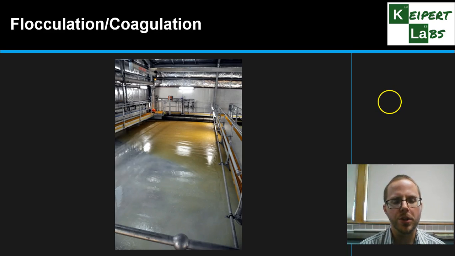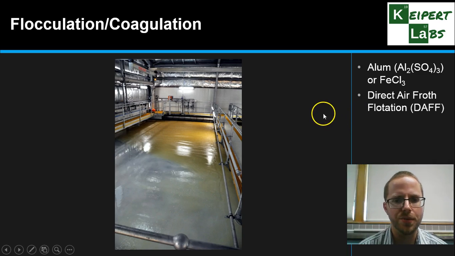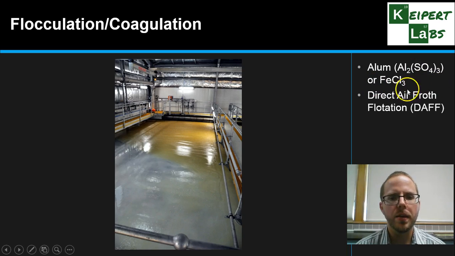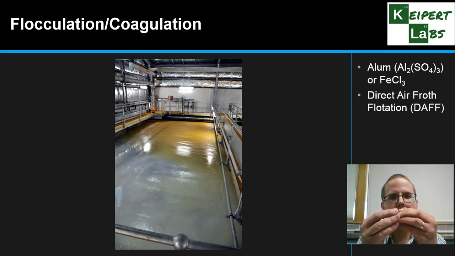Okay, so the first process that we're going to talk about is what we call flocculation or coagulation. This is a photo of what we call the direct air froth flotation, or DAF, tank in the water treatment plant that does this. In this process, alum, which is aluminium sulfate, or in other areas like Sydney, they use iron 3 chloride, is added to the water. What it does is that the ions in that compound help to attract very fine particles of sediment that are suspended in the water. It attracts them together, it causes them to clump, to make larger particles which become more dense and are therefore easier to see and to be screened out or removed.